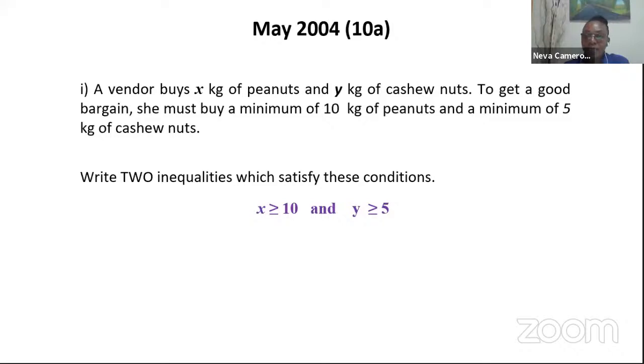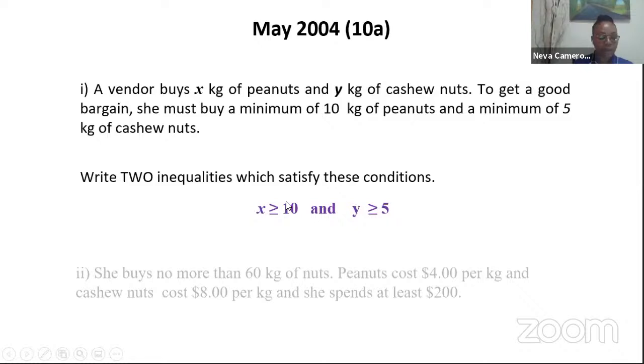Should be no less than, no more than. She must buy that amount or more. All right, I like how that was expressed, Mr. Brown, that she must buy that amount or more. So if you're seeing the word minimum of 10, it means that, just as when we were talking about the patty and we said that the cost could have gone up. So the minimum here, she buys a minimum of 10, so x must be greater than or equal to 10 for the peanuts. And for the cashew nuts, y must be greater than or equal to 5. Very good. Now let us continue.